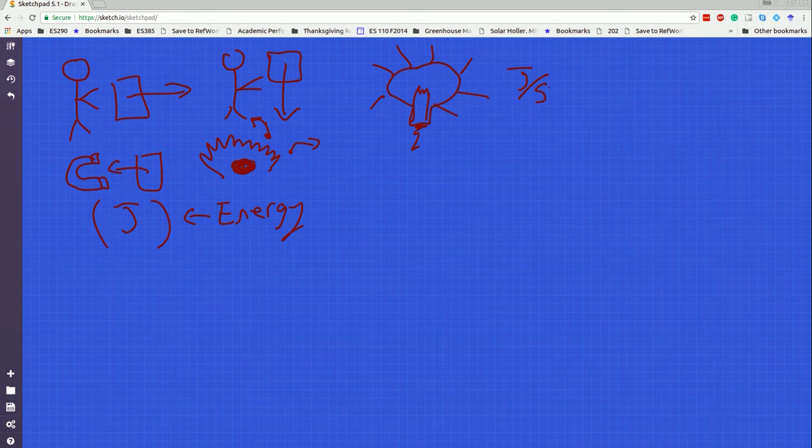Okay, so joules per second is a new idea here. Okay, well, joules per second also has another name. Sometimes instead of writing the J and then the divide sign and then the S, it's just easier to write a capital W, which stands for watts.